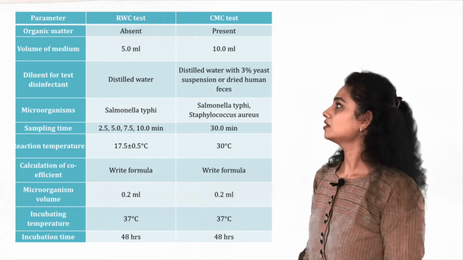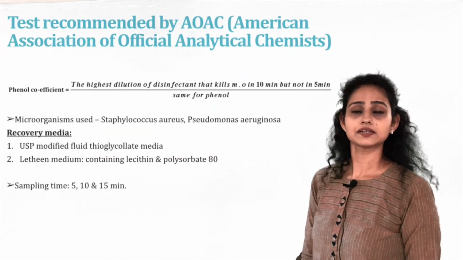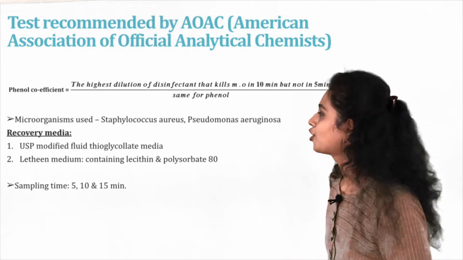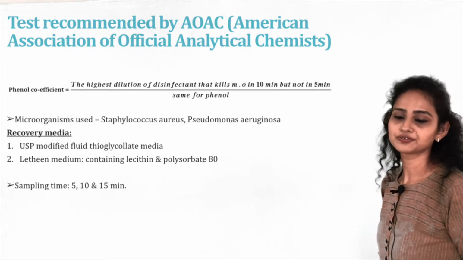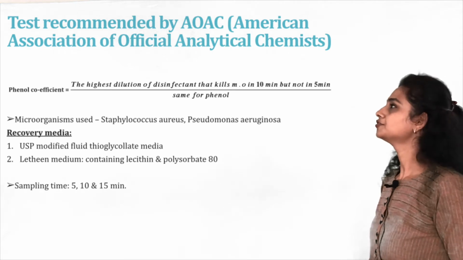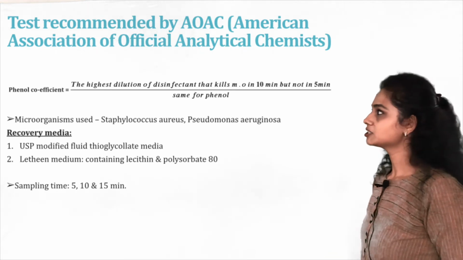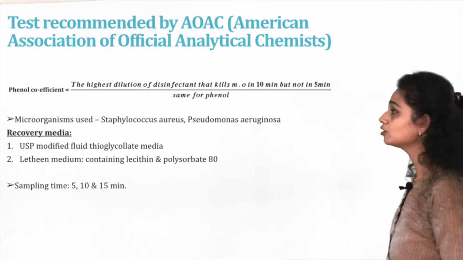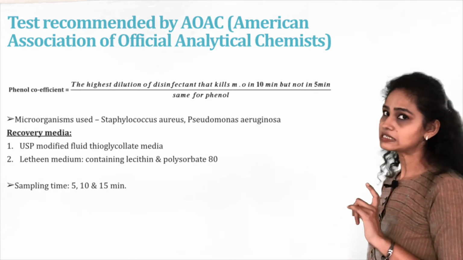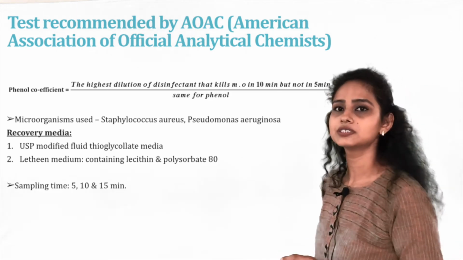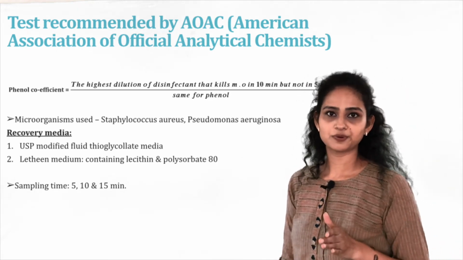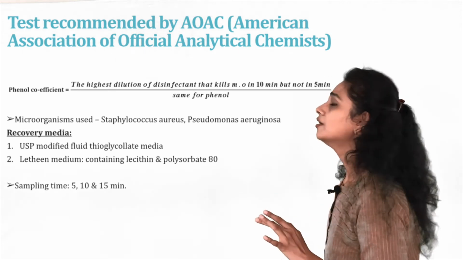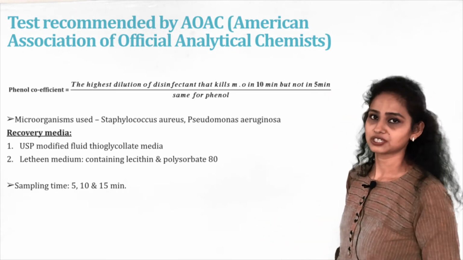The next method is the test performed by AOAC, that is American Association of Analytical Chemists. Now, if you look at the formula, then phenol coefficient equals the highest dilution of disinfectant that kills microorganism in 10 minutes, but not in 5 minutes, divided by same for phenol. Your equation is similar to RWC, just the difference is instead of 5 and 7.5, here we have time duration 5 minutes and 10 minutes. That is the only difference.